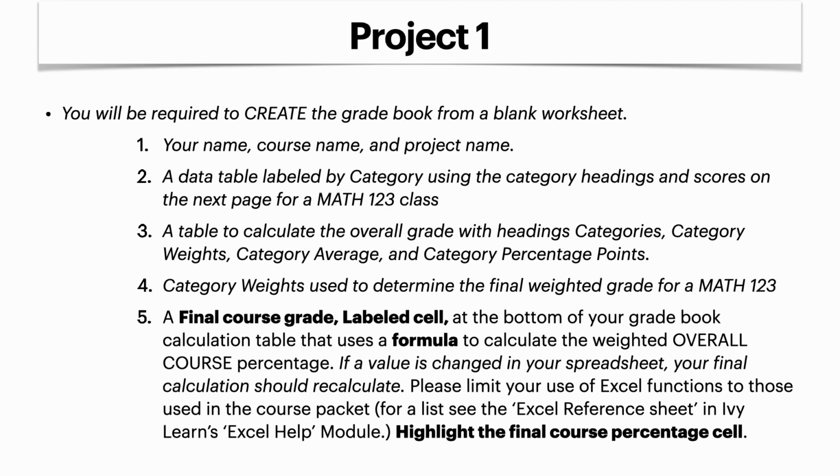What it will include is your name, your course name, and the project name, a data table labeled categories, and you'll have all the categories listed, a table that calculates the overall grade, heading categories, category weights, category average, category percent points. Category weights are used to determine the final grade, so you need to actually have the weight in the cell that calculates the final grade, and the final grade is labeled clearly, okay?